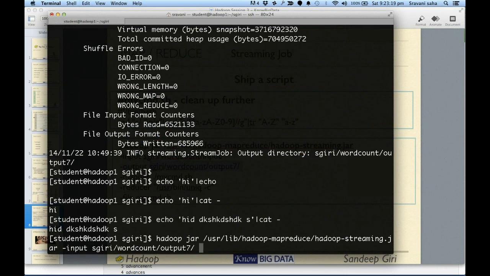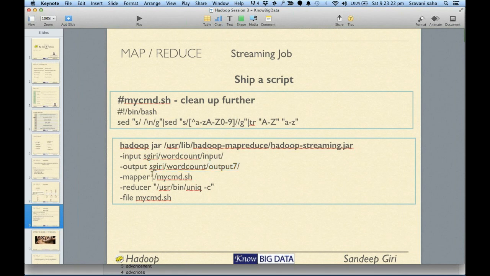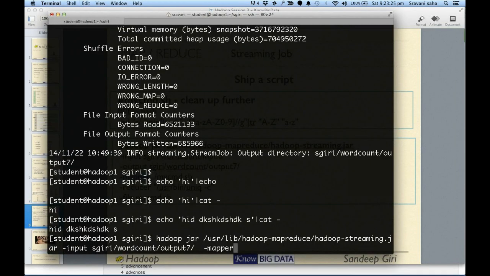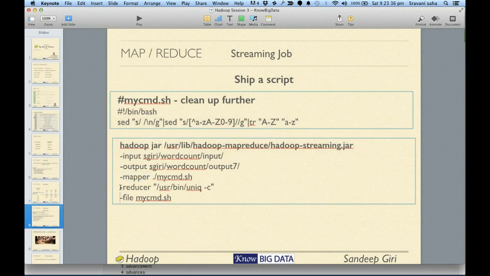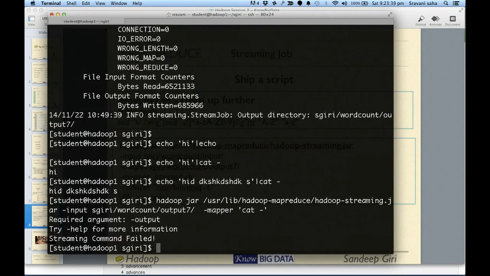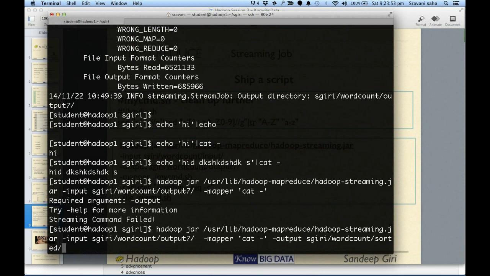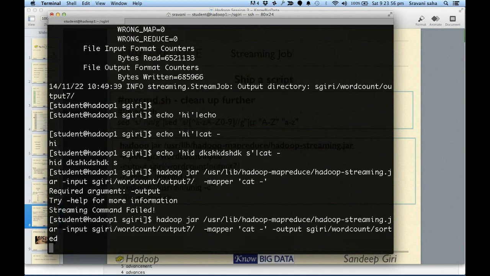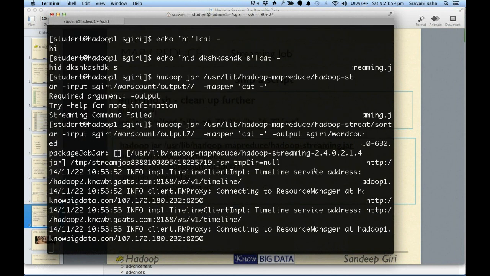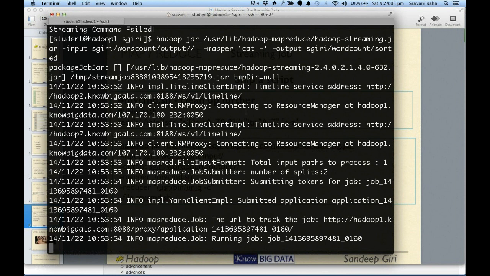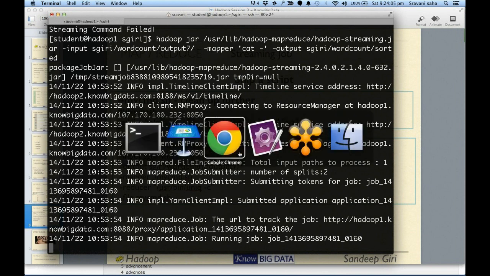And that's all. We need to provide an output also. So output, and I call it Giri slash word count slash sort. All right. So there are no reducers in this case, but there is one mapper. All the mapper is doing is passing whatever is the output over here to Hadoop. All right. Which means that by way of sorting, this will be sorted correctly.